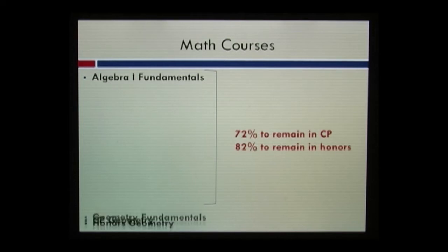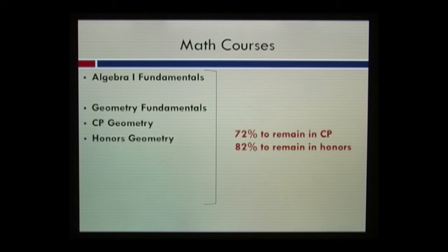After Algebra 1, comes geometry. We have geometry fundamentals, which is typically for those students that are in the fundamentals track. So you may have taken Algebra 1 fundamentals already, or you may have taken Algebra 1 and not scored too well, maybe scored in the D range. So the geometry fundamentals would be for you. Then we have CP geometry and honors geometry.